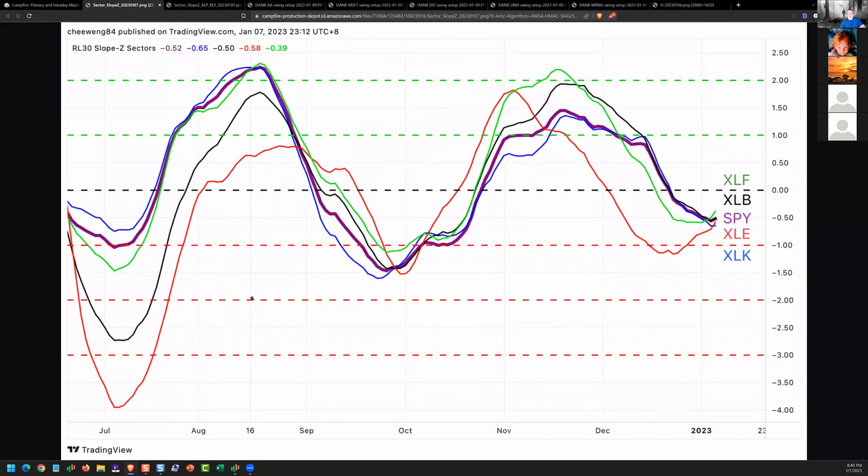All right, so we'll start with the RL30 slopes, the Z-scores of the sectors. And like we talked about last week, we were coming into the station, and it was going to be very interesting. Were we going to get an up or a down? It feels like everything is starting to cross.